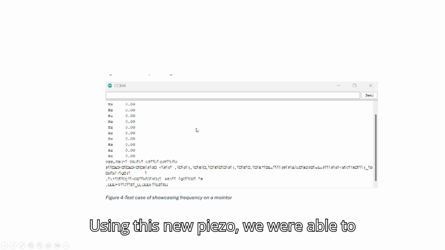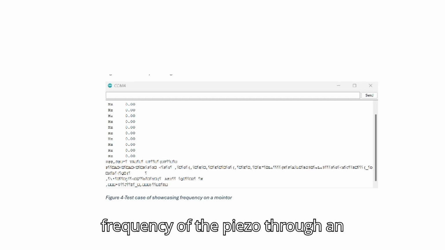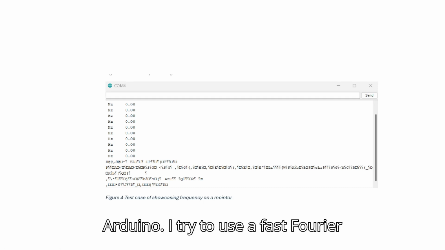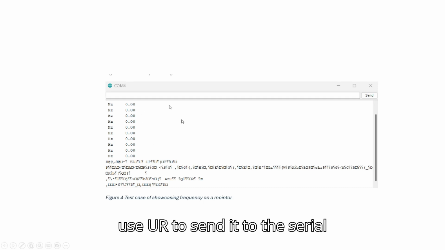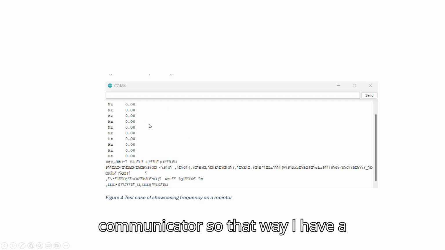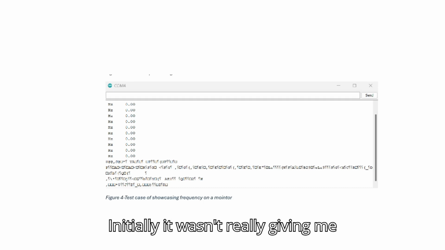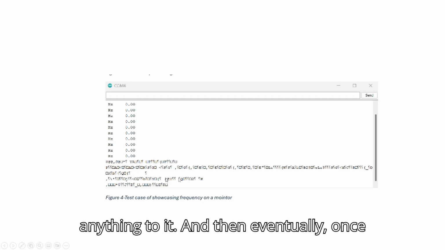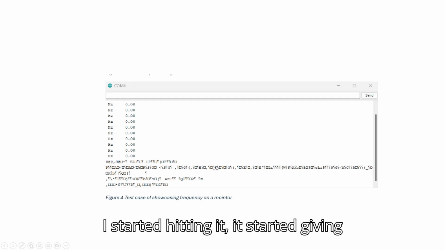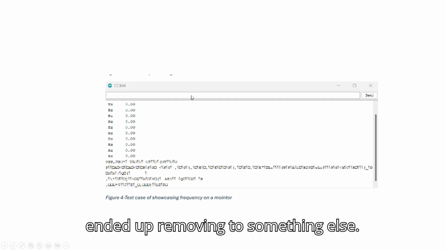Using this new piezo, we were able to make more measurements. This was my failed attempt at trying to measure the frequency of the piezo through an Arduino. I tried to use a fast Fourier transform and UART to send it to the serial communicator, so that way I have a nice clean plot of it. Initially, it wasn't really giving me much. It started off well, giving me a nice 0 as a base when I didn't do anything to it. And then eventually, once I started hitting it, it started spewing out ASCII. And I wasn't able to resolve this, so I ended up moving to something else.